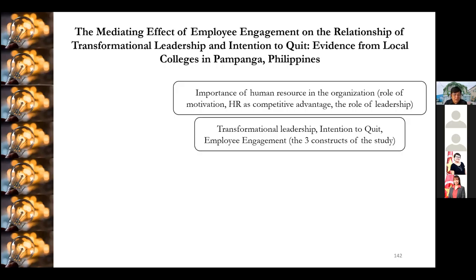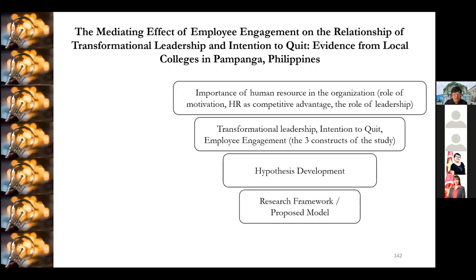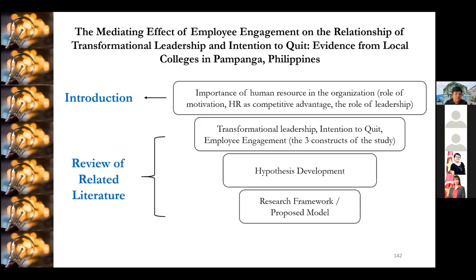Then followed by an explanation of your 3 variables. So explain mong mabuti yung transformational leadership, intention to quit, and employee engagement. Then ipapasok muna dito yung hypothesis development. Okay, then of course, yung last part ng introduction mo will be your research framework or your proposed model. Okay, so typically this is the structure. Okay, in this structure, you will see kasama na dito yung ating review of related literature. Kasi sa IMRAD format, ang introduction natin kasama ang review of related literature. So in this example, yung initial paragraphs natin will serve as the introduction and the rest serve as part of the literature review. Okay? So kung titignan natin, ito yung typical format na tinitignan ng mga reviewers.